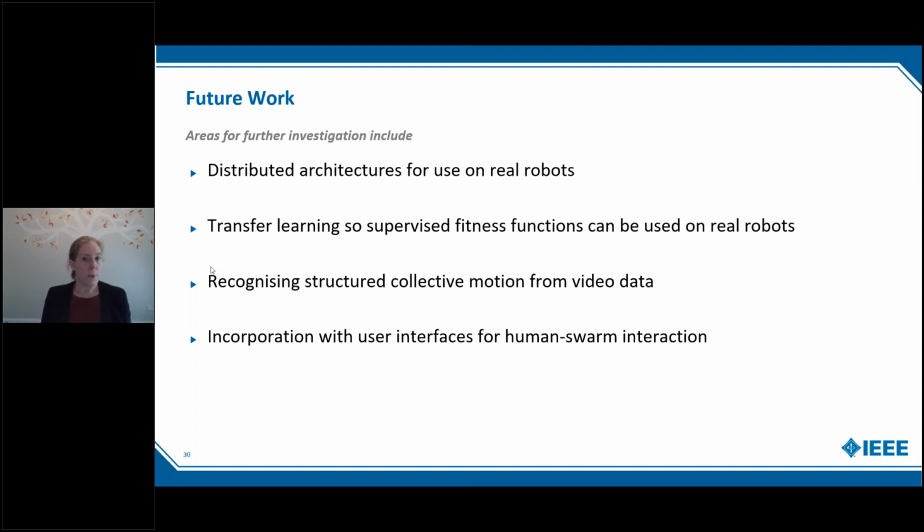There are other alternative approaches as well. So looking at structured motion from video data is another one. So if you imagine from all these platforms of robots that we've got, we might have some flight vehicles that are able to carry a downward pointing camera. If we could recognize the structured motion from that video data, then that would be another way that the individuals could decide whether they're flocking or not flocking. And then there's the human swarm interaction piece as well, where there's a lot of potential for future work too.